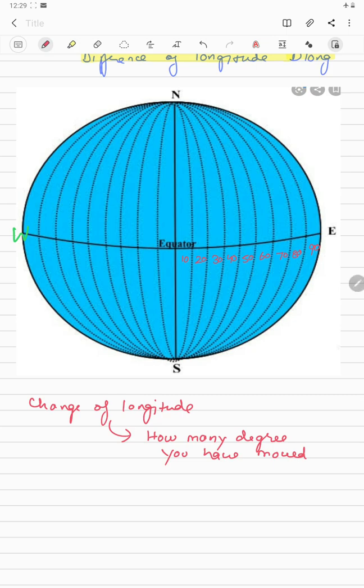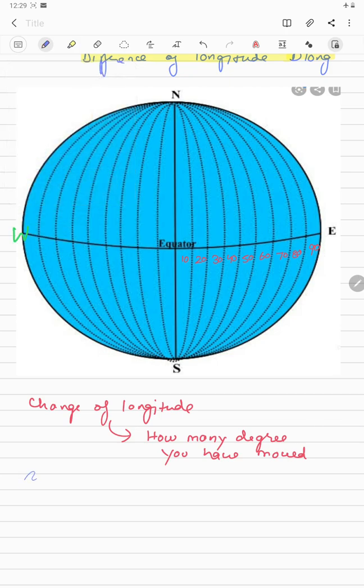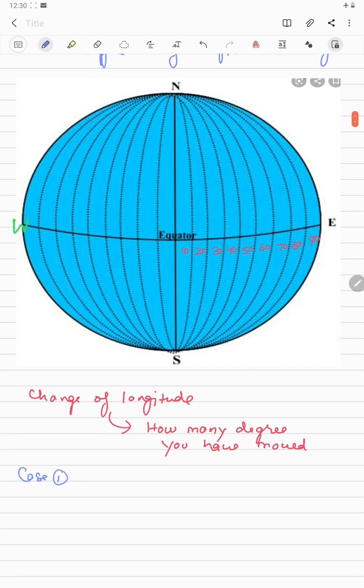So I'm going to take up a different color pen. All right, so let's just take blue. All right, so guys, see, case number one. I'm going to take up an example and we will be solving this on the screen. So first of all, let us say we have 30 degree east, and we are going from 30 degree east to 70 degree east. So what will be the change of longitude?